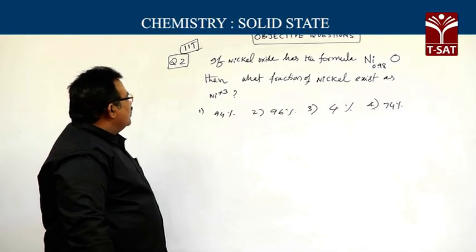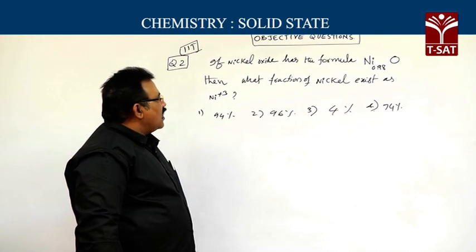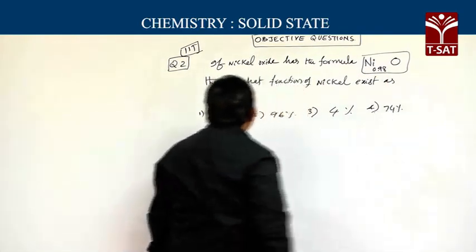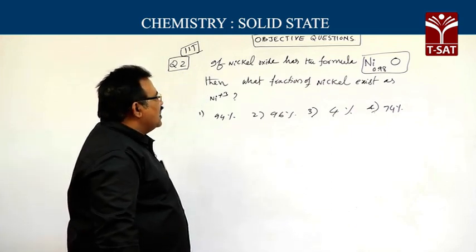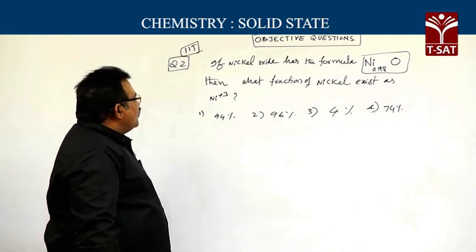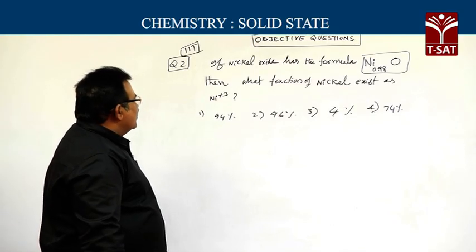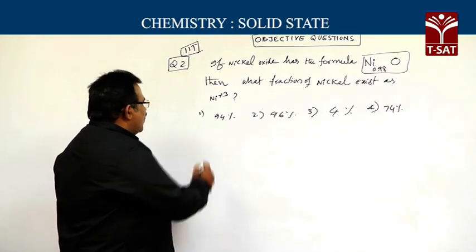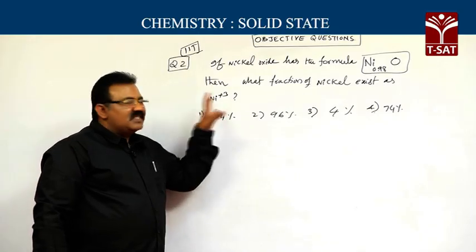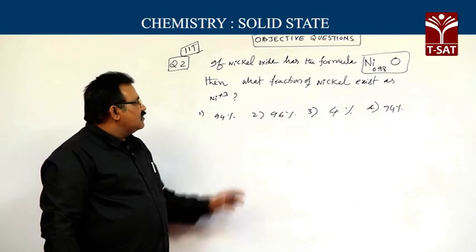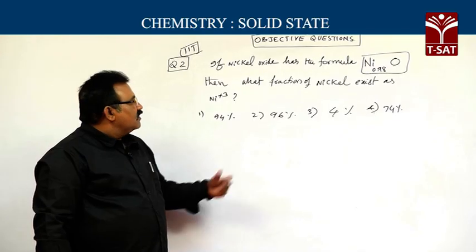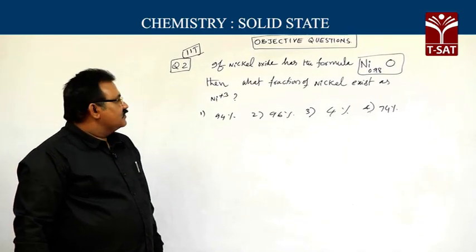This question was given in a previous IIT. The question is, if nickel oxide has the formula Ni0.98O, nickel oxide has the formula NiO, Ni is having 0.98 fraction, then what fraction of nickel exists as Ni+3? Options are like this. How do we solve it? Basically, this question belongs to the topic imperfection in solids, that means metal deficiency defect.